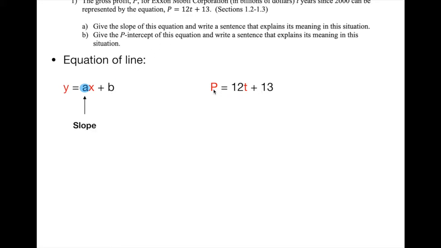For our case, we do not use x and y. We use t and p instead. So again, the slope should be the coefficient in front of independent variable t, which is 12. So slope is 12. What's the meaning of the slope?